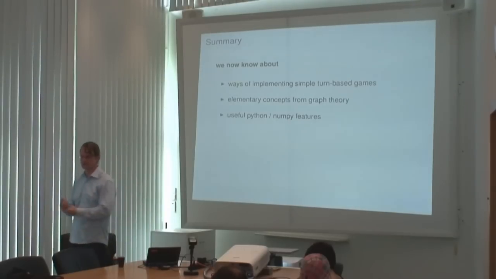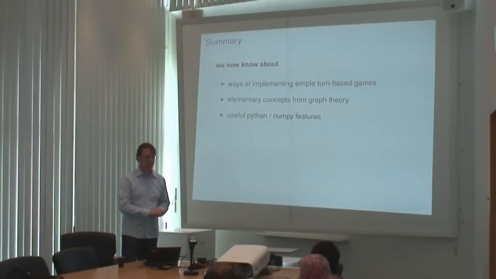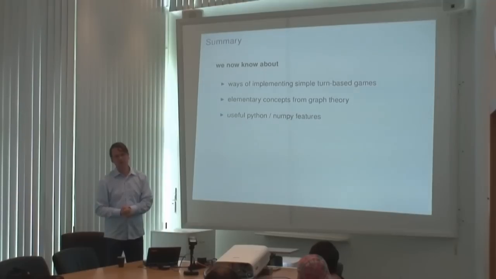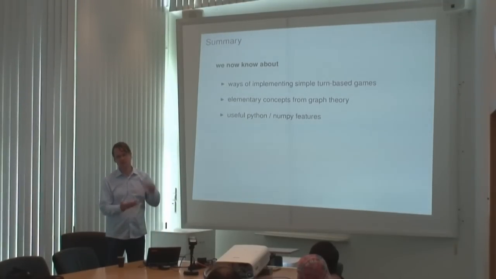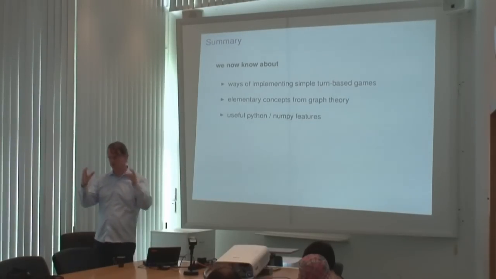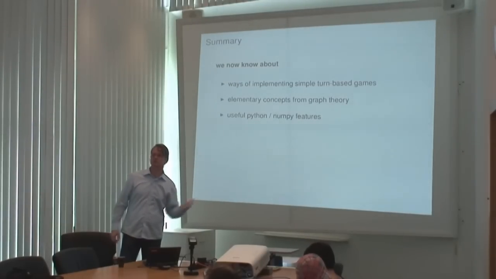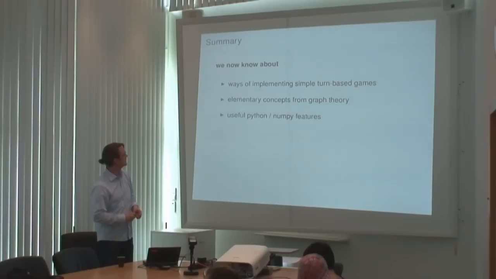Here is our summary for today. What did we do? What have we learned? We looked into ways of implementing simple turn-based games. Right? So we looked into tic-tac-toe and we saw that we can really do it with just a couple of lines of Python code if we make clever use of whatever NumPy has to offer. And I already pointed out that you can directly extend these ideas to the problem of Connect 4. So there you go. Now you know one idea as to how to implement simple turn-based games.